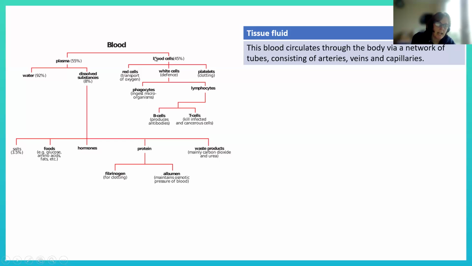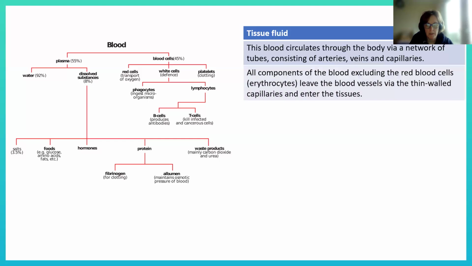So that's the blood cells, but there's so much stuff going on with this plasma. It's nearly all water, which is why our blood is a liquid, but there are 8% dissolved substances, hormones, foods such as glucose and amino acids and fats and stuff. There are some salts, there are proteins, and we are going to learn about fibrinogen, which is used for clotting. There's also the waste products that we've mentioned, and then there are other proteins like albumin, which is a liver protein, which is important for maintaining the osmotic pressure of our blood.